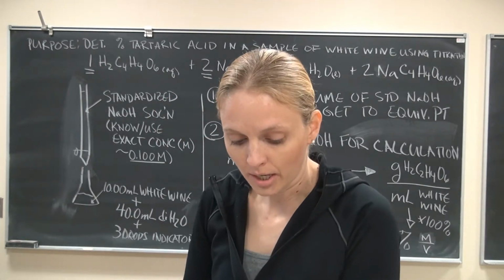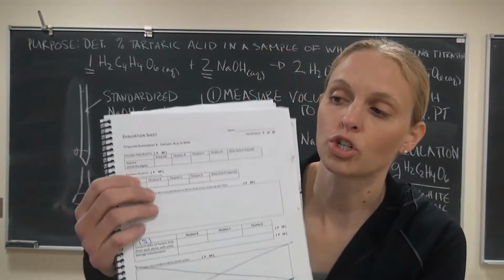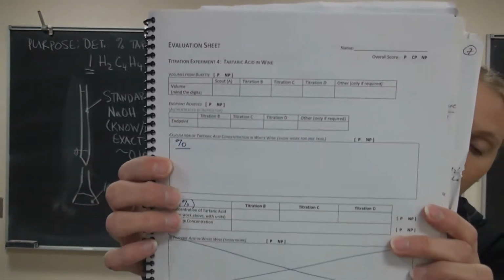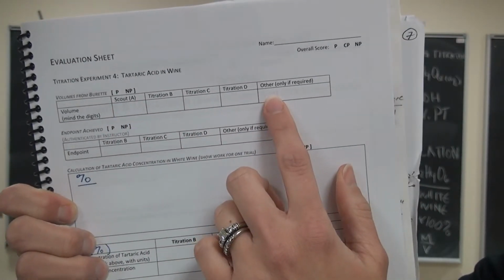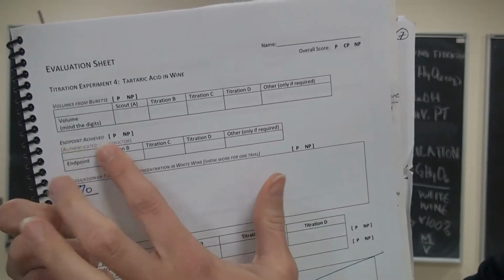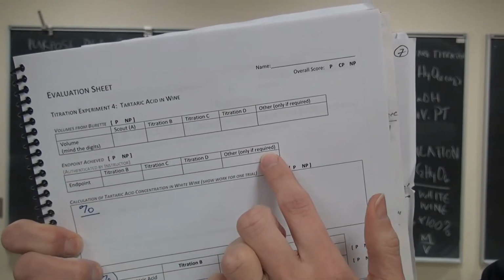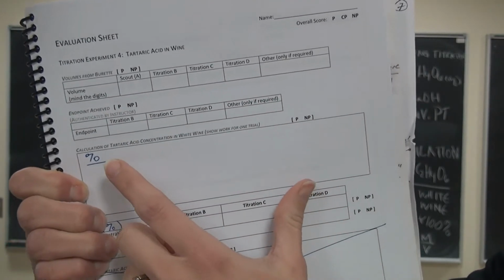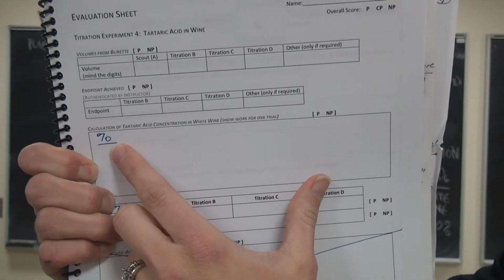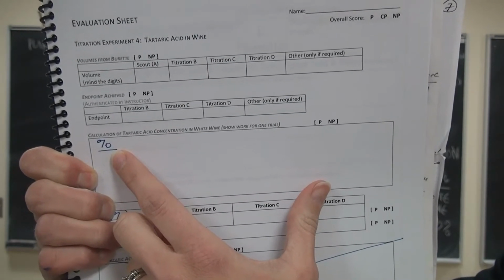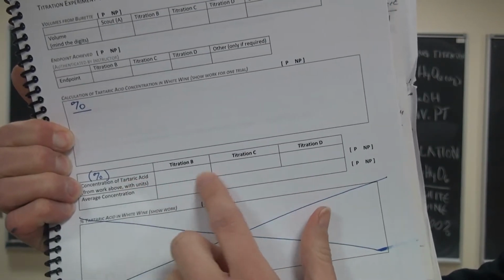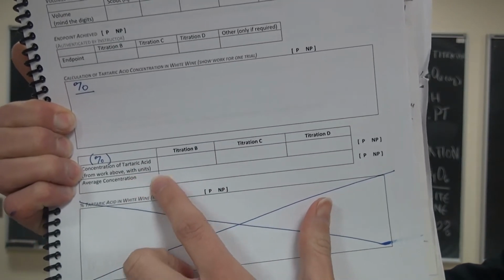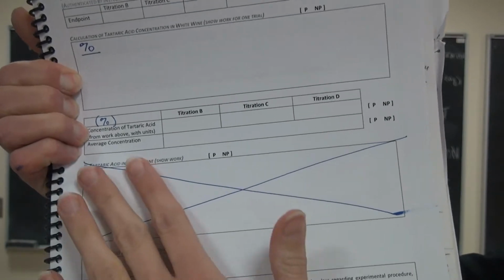So just a couple things I want to point out on the evaluation sheet. Everybody will turn the evaluation sheet in, right? And you'll fill this out up here, okay? And we're going to scratch this section here because you can't do it. This first box up here is going to be your calculation for your percent of tartaric acid, okay? And then here are your individual percents of tartaric acid, your reporting, and your average concentration of that. Down here, we're just going to scratch this whole box.